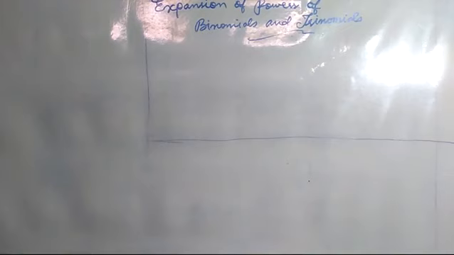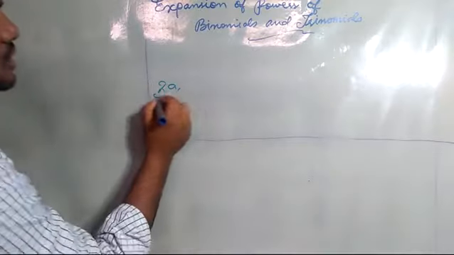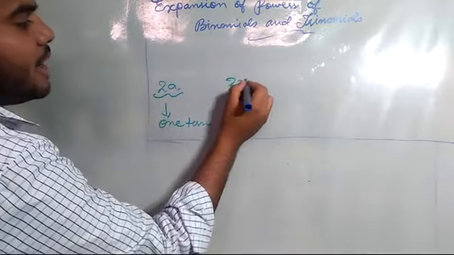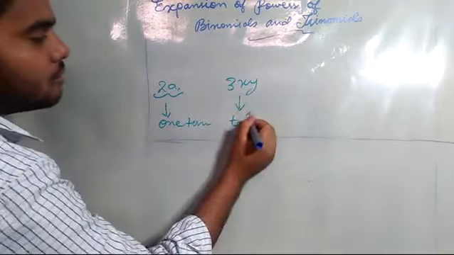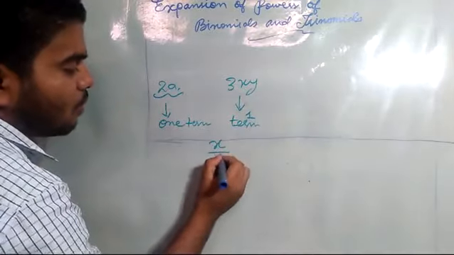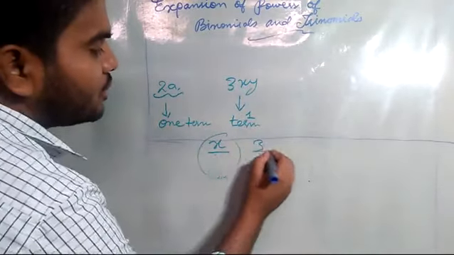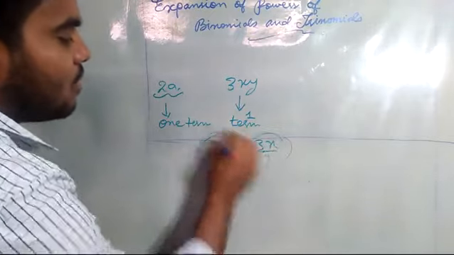A combination of constants and variables only with the help of multiplication or division is called as terms. Like if I write 2a, this is what? This is one term. If I write 3xy, this is again another term, you can say. This is also one term. If I say x upon y, this is one term. Or you say 3x upon y, all these are one term. These are one terms only.